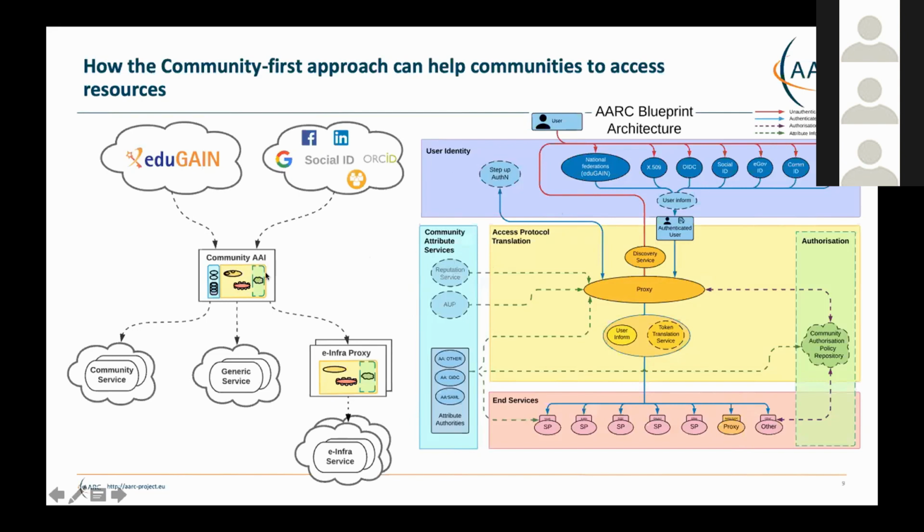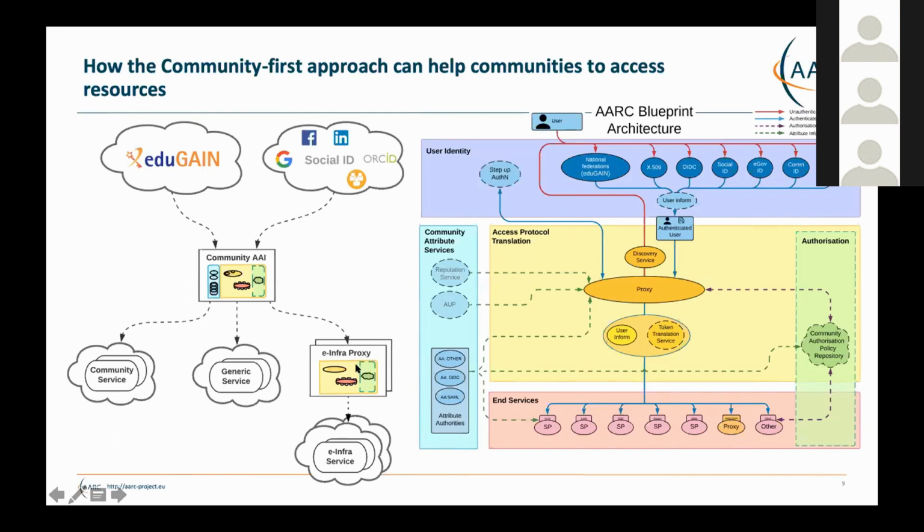Now, as you can see, the community AAI comprises three functional layers of the BPA. So you can see that there's the community attribute services layer, of course, the access protocol translation layer with the proxy, and the authorization. Now, at the bottom, you can see that we have the community services, generic services, and the infra proxies, and the services that are protected behind them, which can be mapped to the end services layer at the bottom.